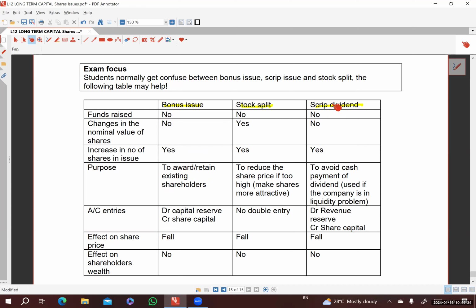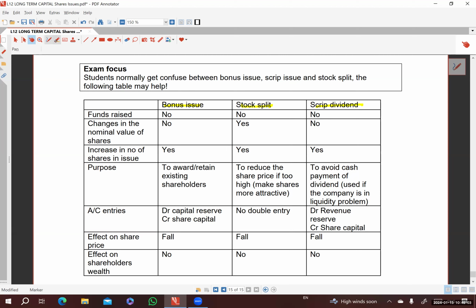Scrip dividend is to give shares to the shareholders in lieu of dividend. The share is to replace cash dividend. So in that sense, it's not really free. You don't pay cash dividend, you give the shareholder shares. So therefore, it is actually replacing dividend. So scrip dividend or scrip issue, the share is to replace dividend payment.